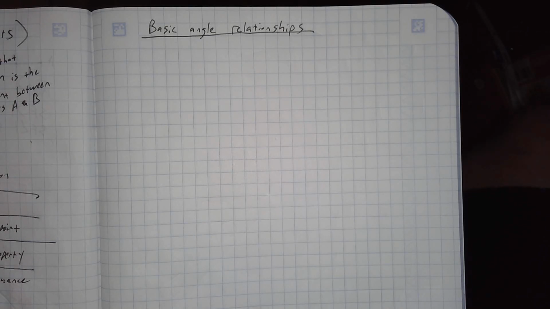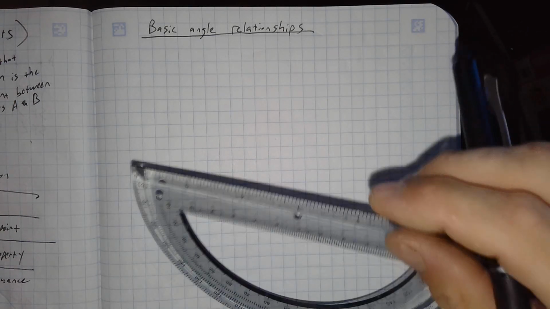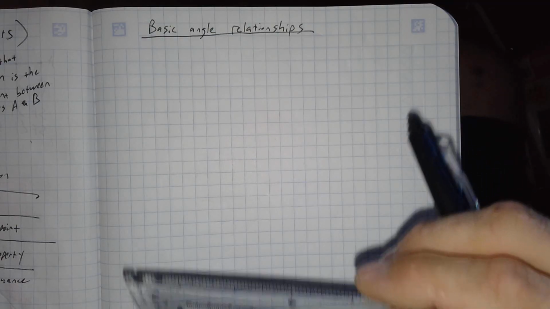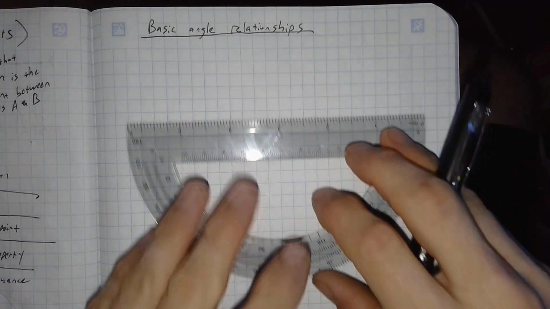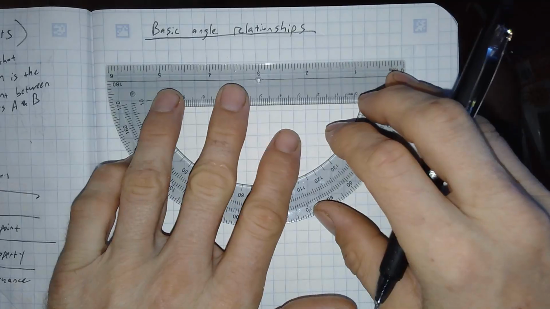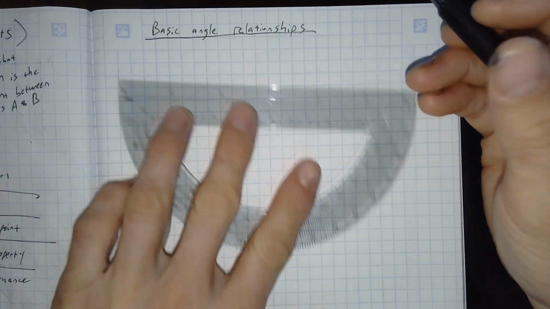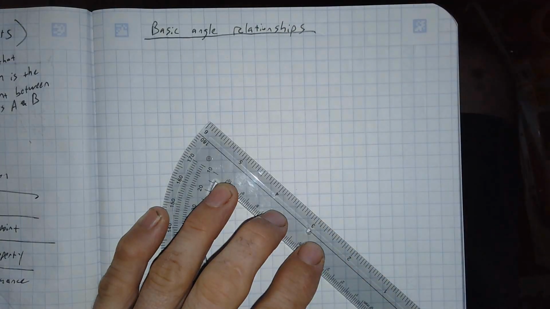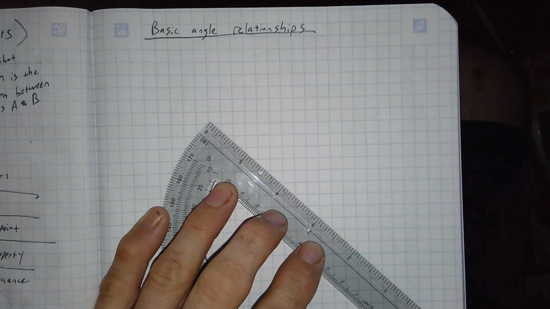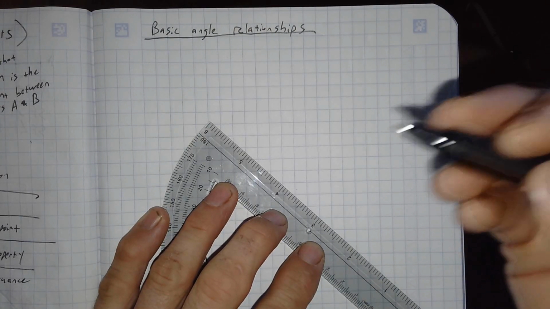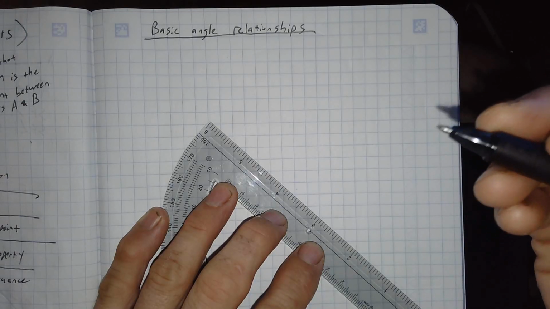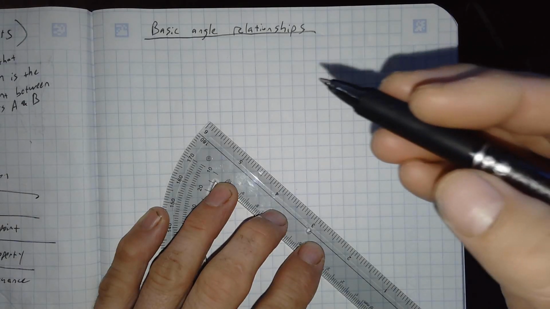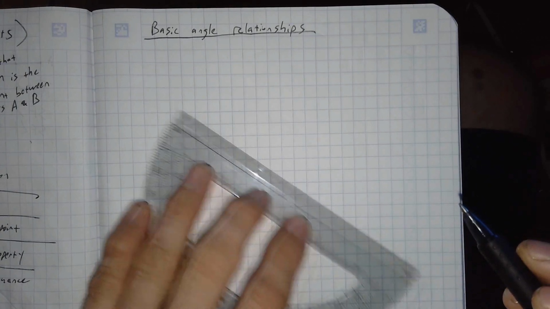All right, let's talk about some really basic but useful angle relationships. Talked a little bit about these in previous videos, some of them at least. Remember, an angle is comprised of rays, line segments, or lines that intersect at some different vector as related to another.